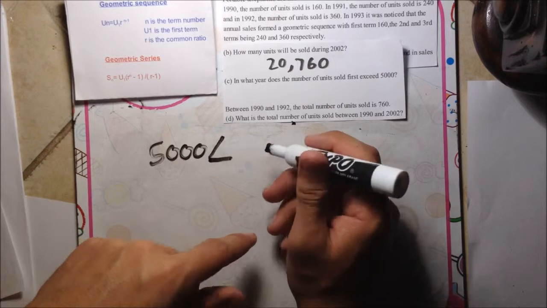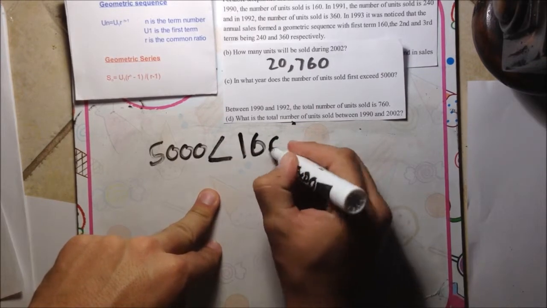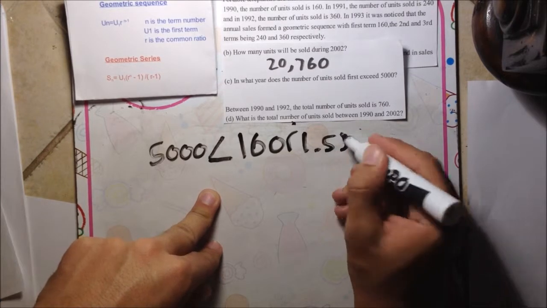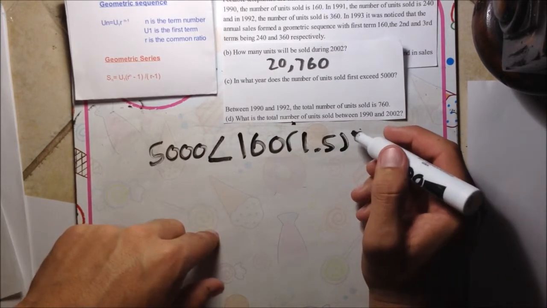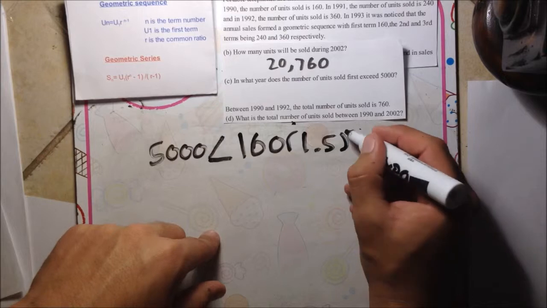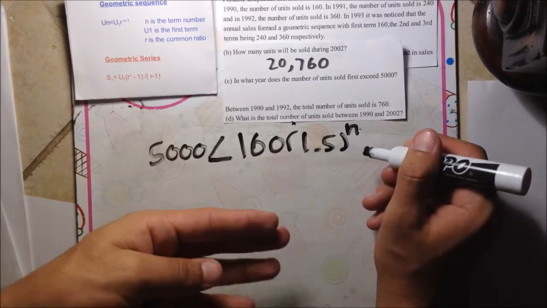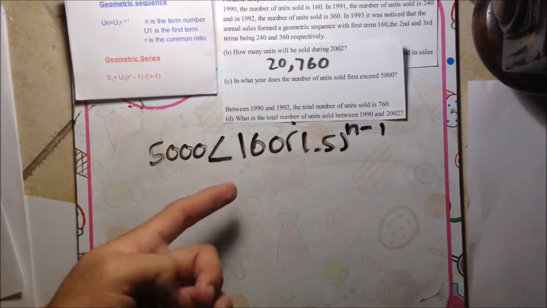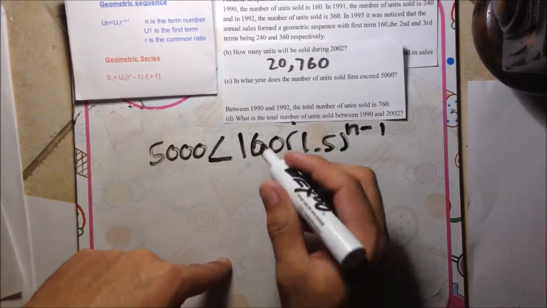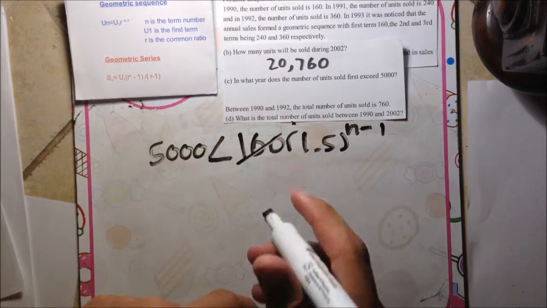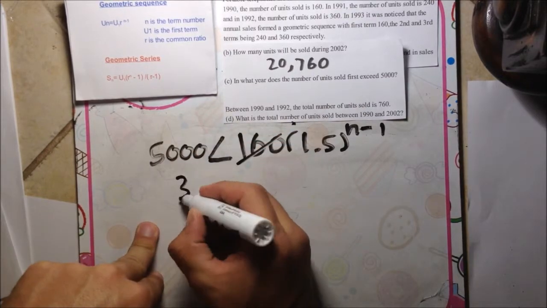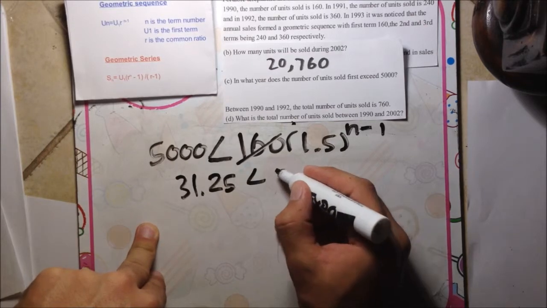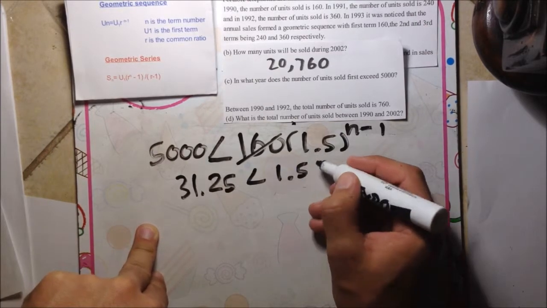Now we just plug in everything we know. U1 is 160, our r is 1.5, and our n is undefined for now, because we don't know the year yet, and then it's n minus 1. Now we're trying to solve for n. First off, we can get rid of 160 by dividing both sides by 160. So we're left with 31.25 less than 1.5 to the power of n minus 1.